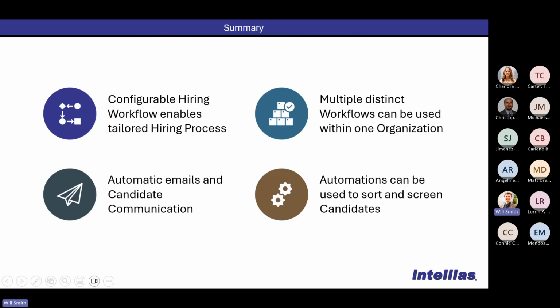So a quick summary here, just to go over everything we talked about. Again, the configurable hiring workflow enables you to tailor and customize a hiring process specific to the needs of individual positions within a single organization. We can have as many workflows as we want within one org based on our need. We can use automatic emails to communicate with candidates without having to rely on our HR and recruiting teams to manually email every time. And of course, we can use our automations to sort and screen candidates according to eligibility requirements that we define.